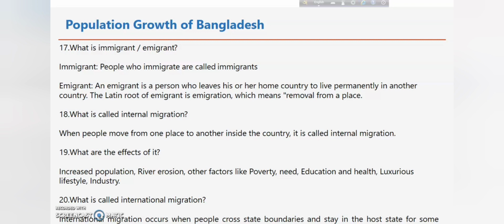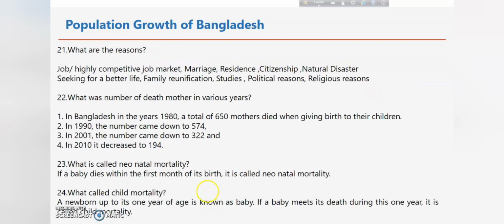What is called international migration? International migration occurs when people cross state boundaries and stay in the host state for some reasons. Then, what are the reasons of international migration? The reasons for international migrants are the job, highly competitive job market, marriage, residence, citizenship, natural disaster, etc.